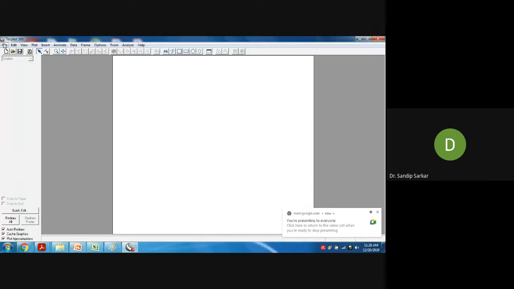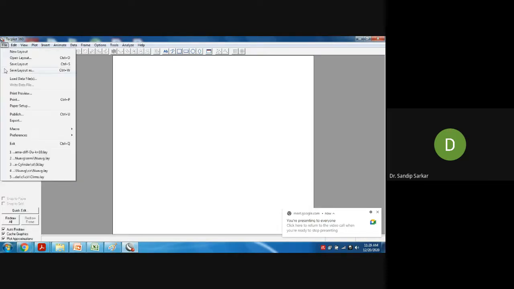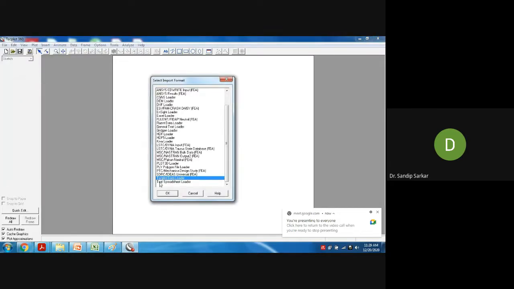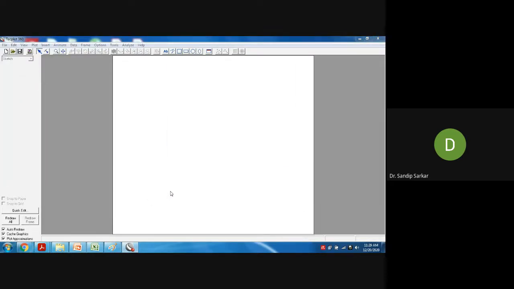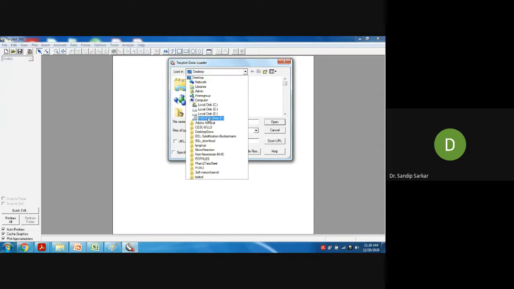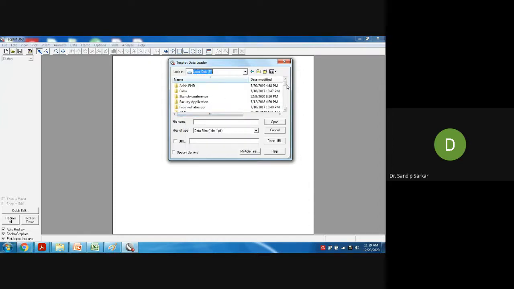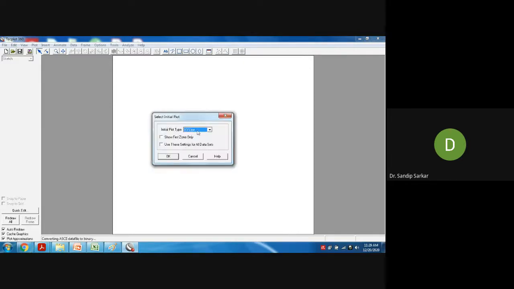Then File, Load Data Files, Tecplot Data Loader. Then what is the file? You have to choose the file. It is in my E drive, online class, online courses, CFD. Let us say this is the data file I have written, text.txt, where all the data are there. Now it is a two-dimensional coordinate system, 2D Cartesian.